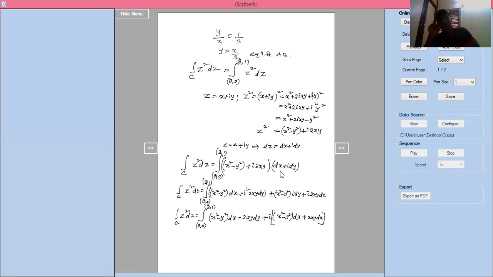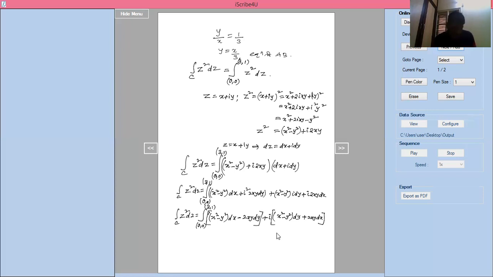Up to here, I just simplified: I substituted the z squared value. Then what is the dz value? dz is dx plus i dy, which I substituted. Then I multiplied the two terms. All the real terms I made into one term, and all the imaginary terms I made into one term. So now, in the next step, I have to substitute the curve.